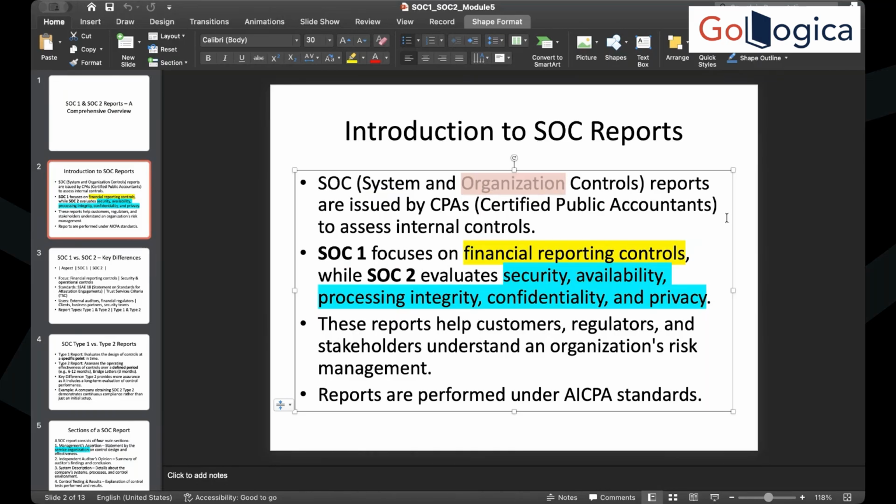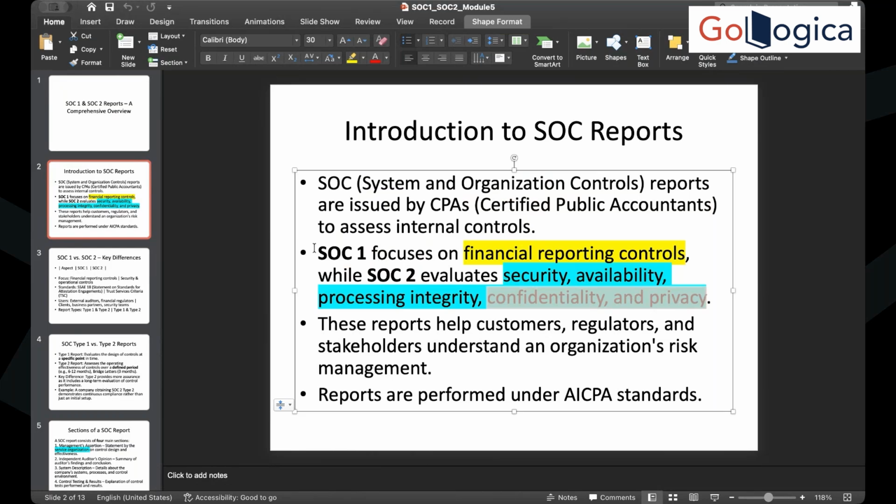Reports are issued by CPAs, Certified Public Accountants. So KPMG, EY, Deloitte, PwC, Shellman, Frank Raymond, all these are CPA firms to assess internal controls. Whose internal controls? My company's internal controls. In my case, Cisco's internal controls. A SOC 1 focuses on financial reporting controls, while a SOC 2 evaluates security, availability, process integrity, confidentiality, and privacy.